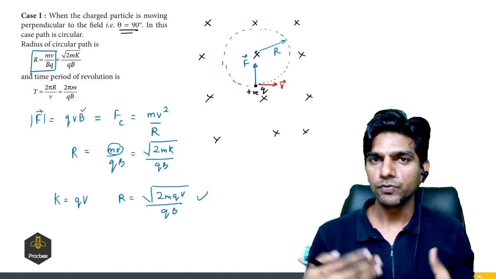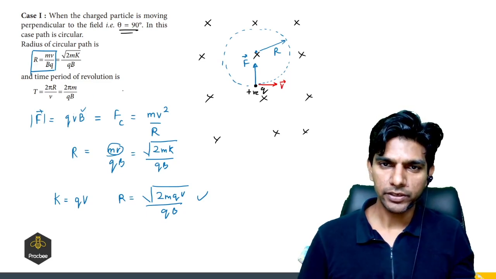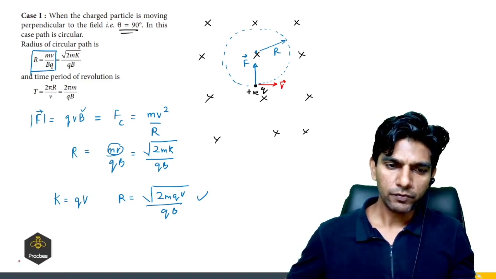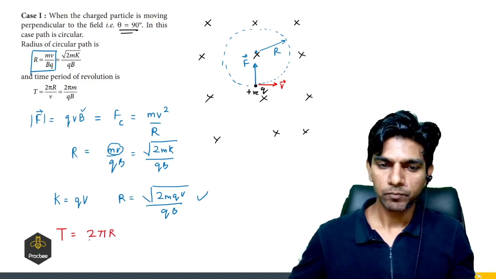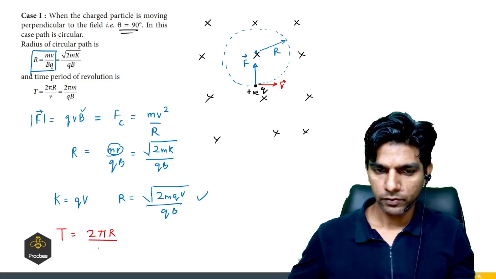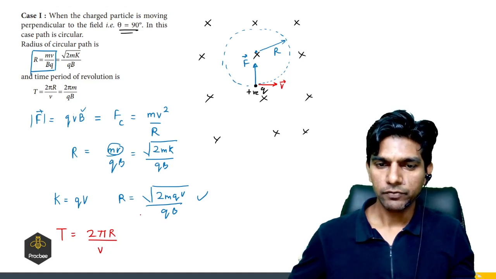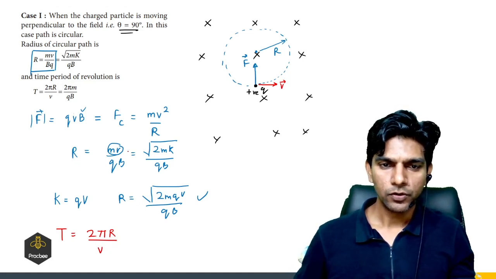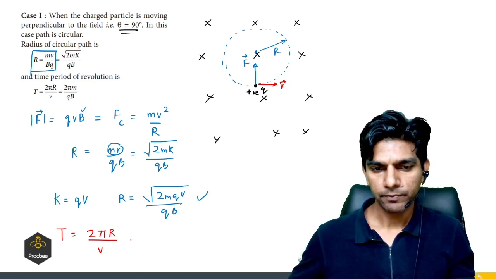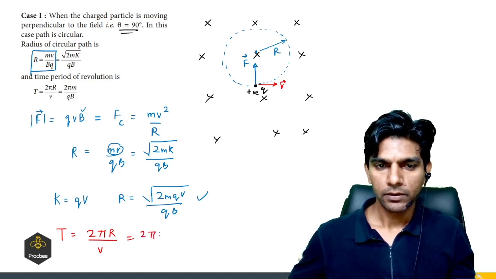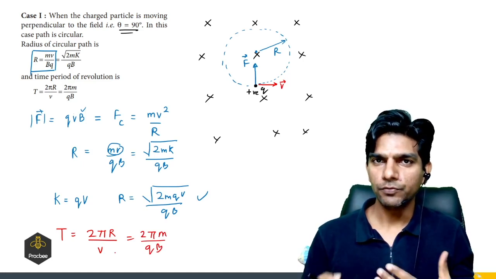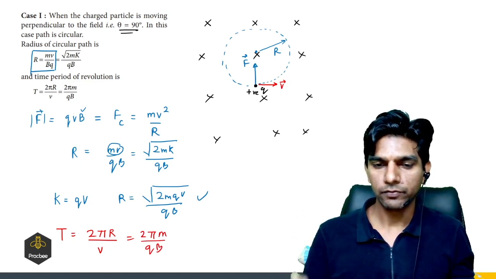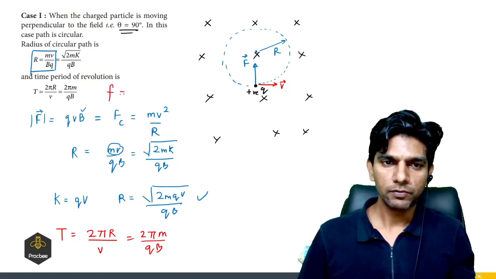Now since it's a uniform circular motion, if we want to find the time period, the time period will be circumference divided by the speed v, that is 2 pi r by v. From here, r by v is m by qB, right? So it will be 2 pi m by qB. Now that is the time period. If you want to find the frequency of revolution, that will be the reciprocal of this. So frequency will be qB by 2 pi m.